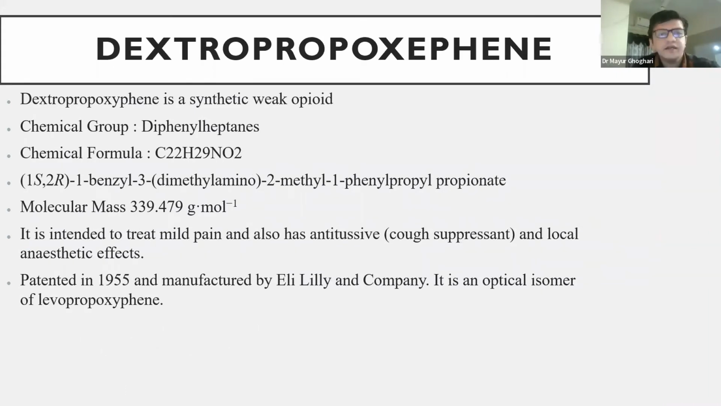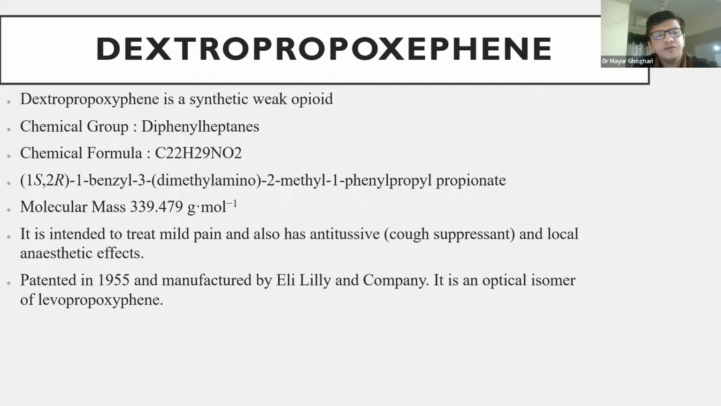The second drug is dextropropoxyphene. Dextropropoxyphene is a synthetic weak opioid. It is a chemical group of diphenyl heptones.